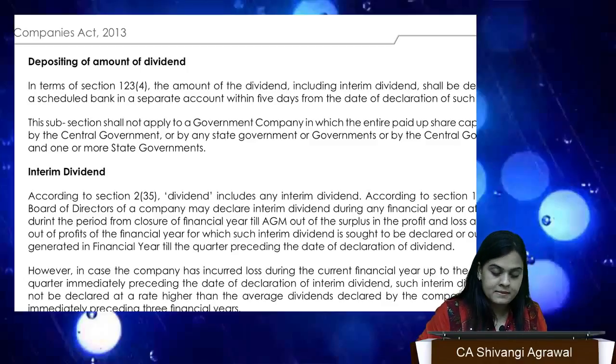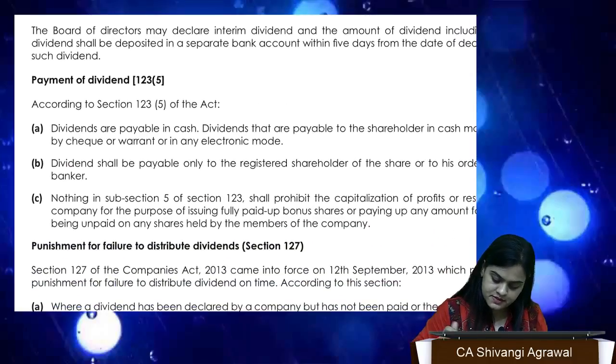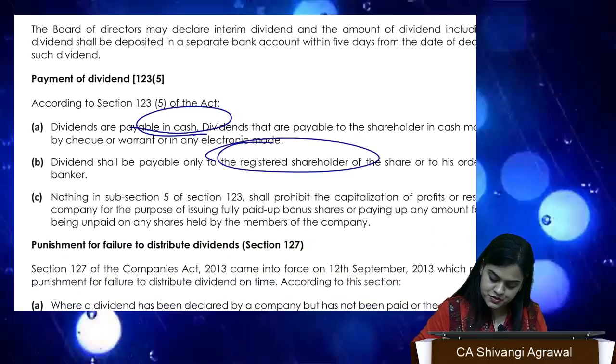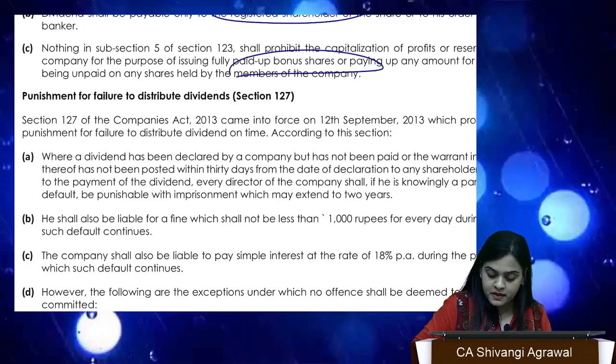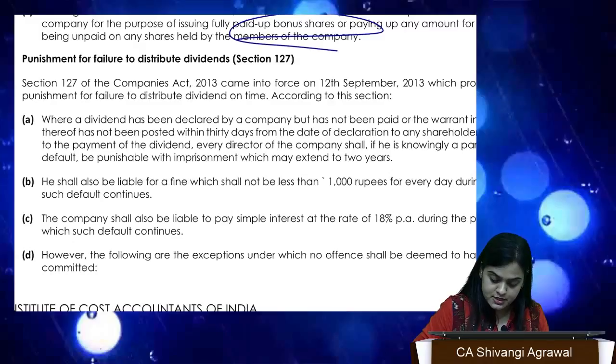Okay, clear? Okay, then we move forward. Dividends payable in cash to registered shareholder, and you can of course pay bonus shares in addition. That is not a problem.